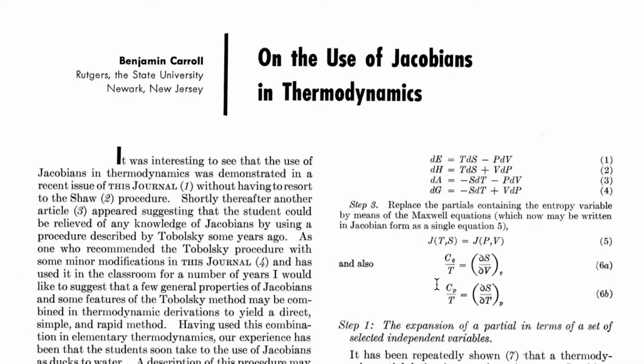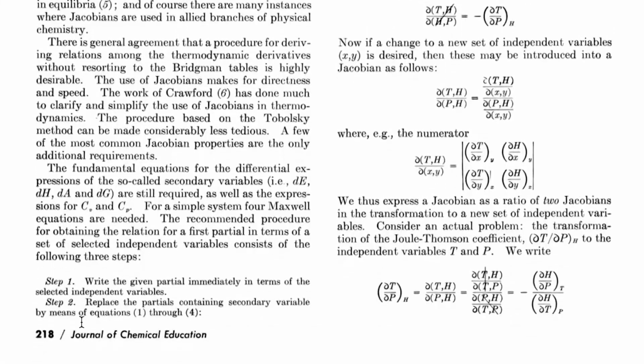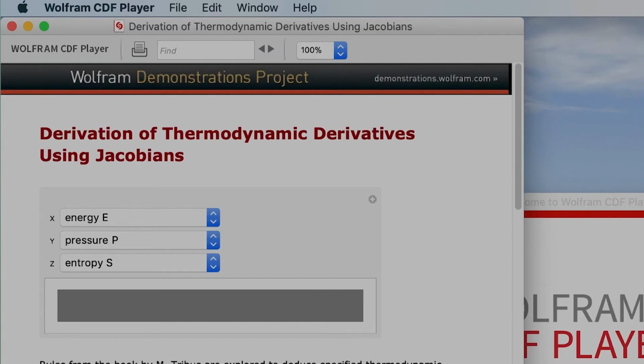So, okay. This is a paper on the use of Jacobians in thermodynamics by Benjamin Carroll, which appeared in the Journal of Chemical Education. This is the technique that I am going to discuss today for conversion of partial derivatives, and you can refer to this paper for more detail.